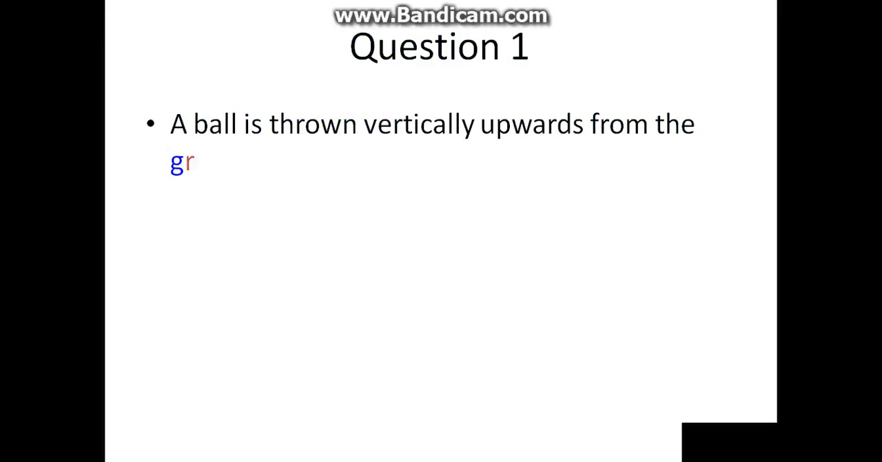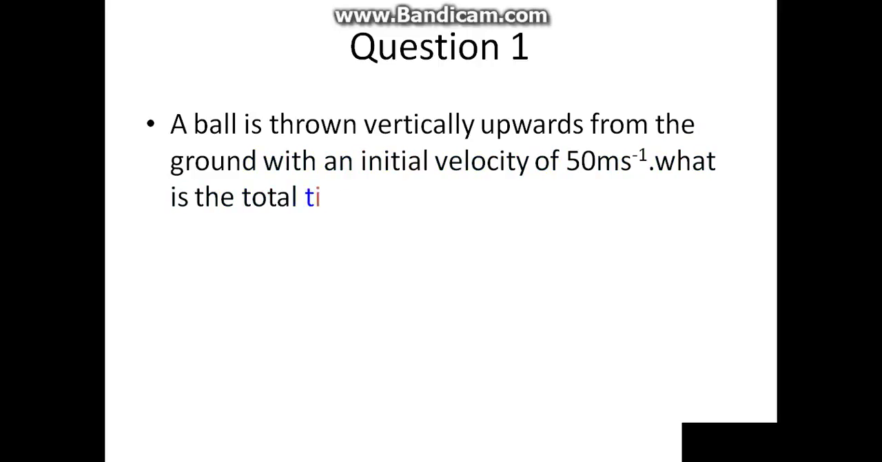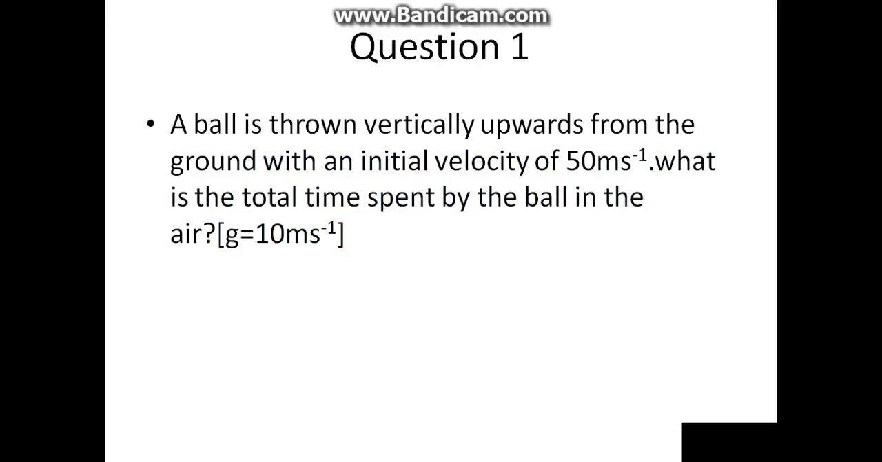Question 1. A ball is thrown vertically upwards from the ground with an initial velocity of 50 meters per second. What is the total time spent by the ball in air? Taking acceleration due to gravity equals 10 meters per second squared.